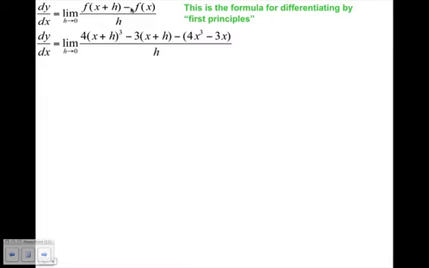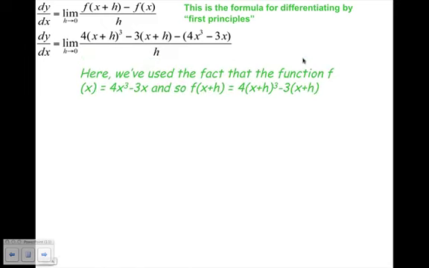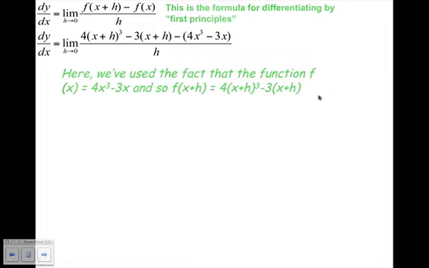From that, I'm going to subtract my function of x. And that's how I get my numerator. It's all divided by h. Let's expand the brackets. Okay, so here we've used the fact that the function f of x is equal to 4x cubed minus 3x, and so f of x plus h equals 4 times (x plus h) cubed minus 3 times (x plus h).